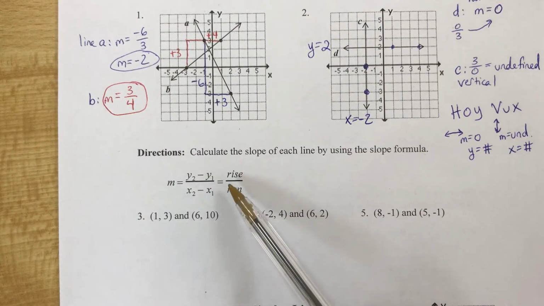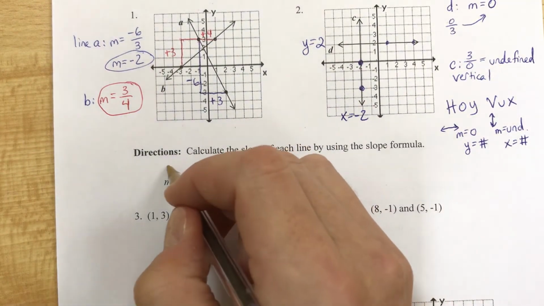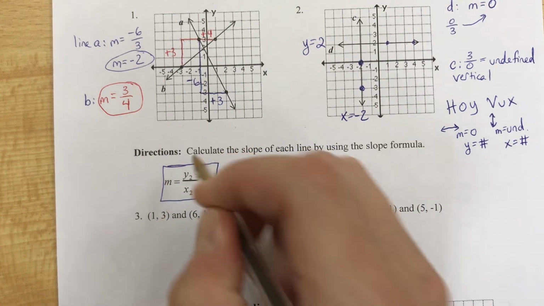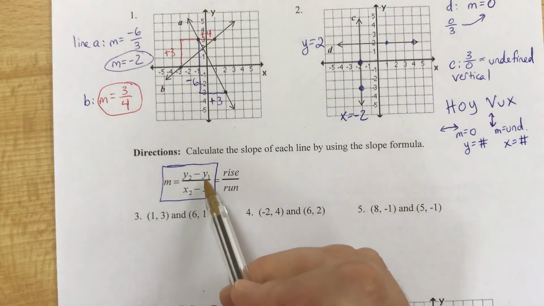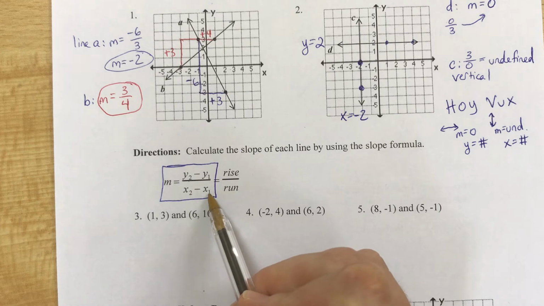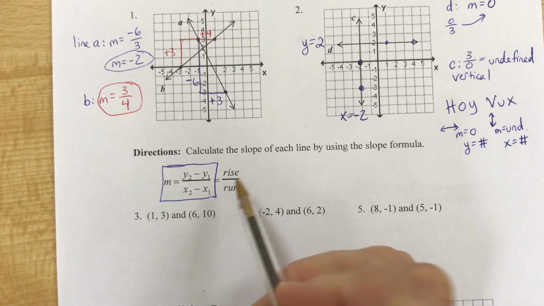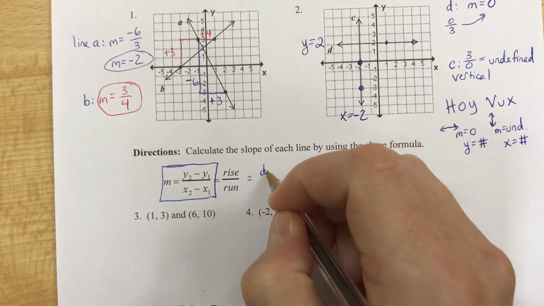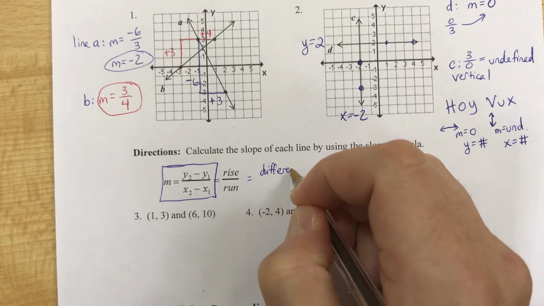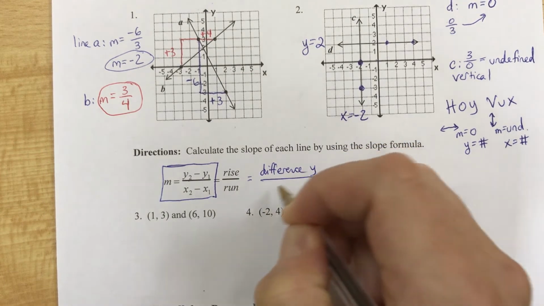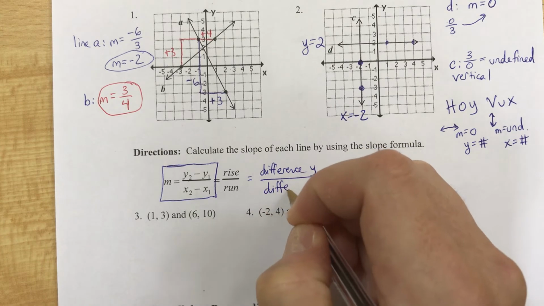But there's also a formula for this, and the formula, m equals y2 minus y1 over x2 minus x1. And again, now it's subtraction, rise over run, it's the difference in the y's divided by the difference in the x's.